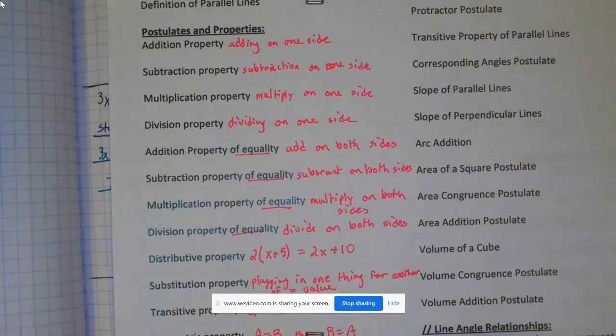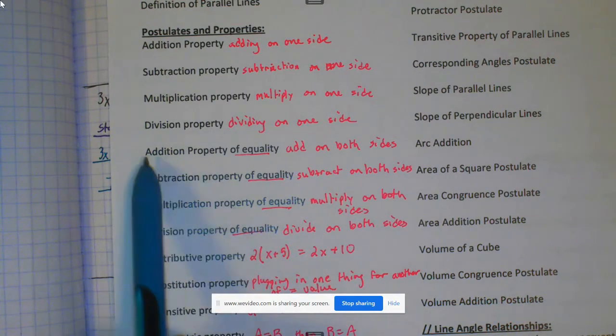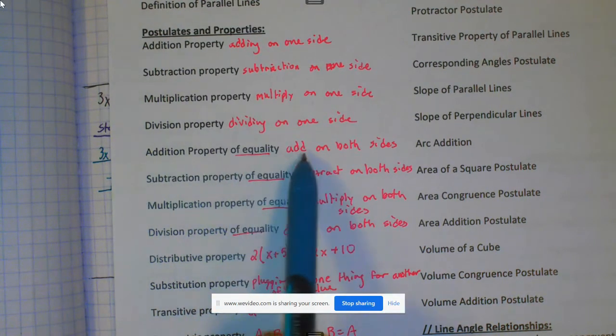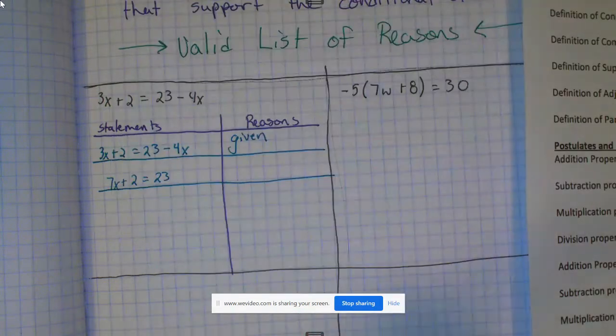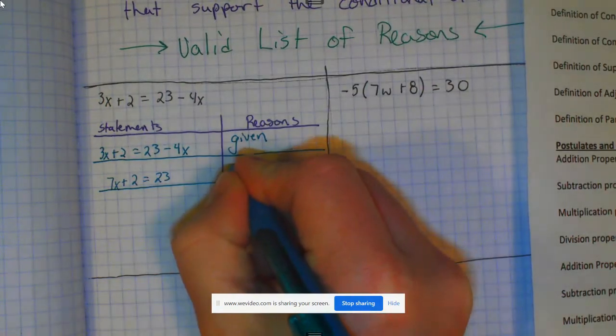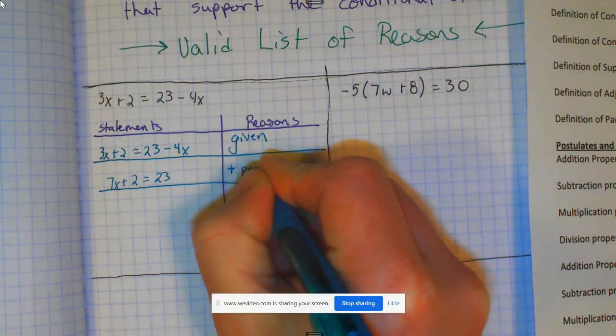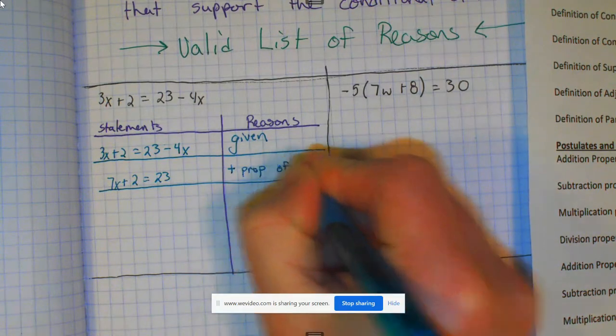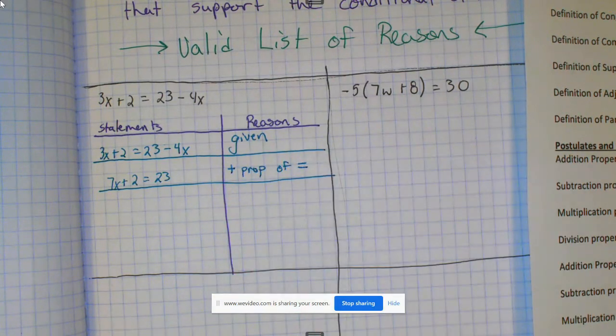When we add something to both sides of the equation, that's the addition property of equality. We're adding on both sides. So over here, I'm just going to put addition property of equality. And we can abbreviate that. We don't need to write the entire thing out unless you really want to.